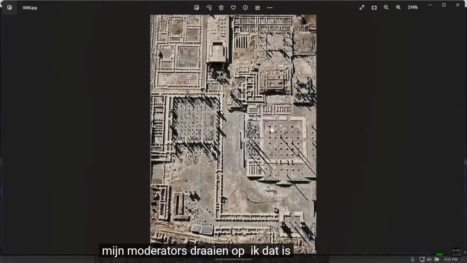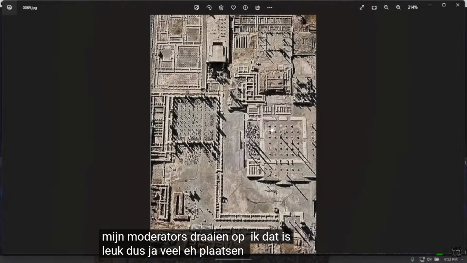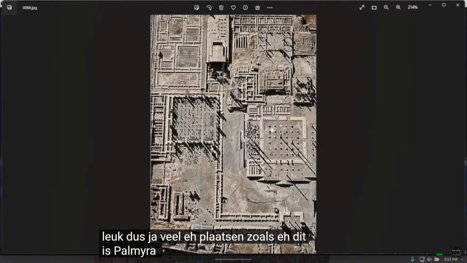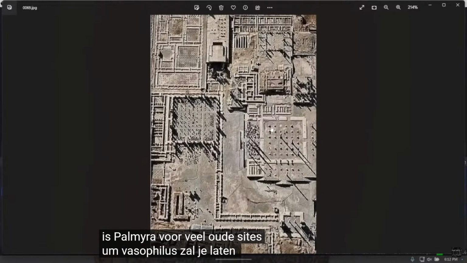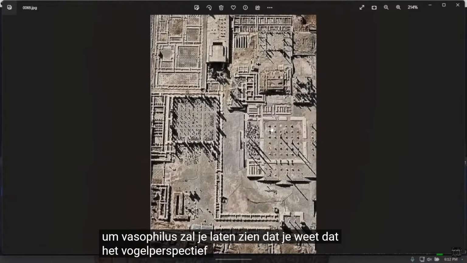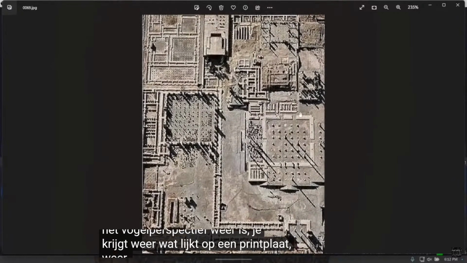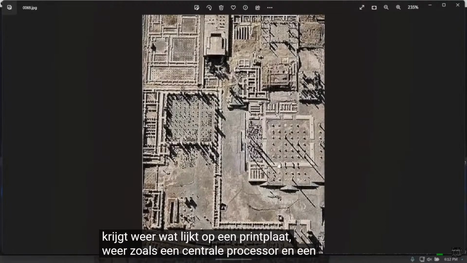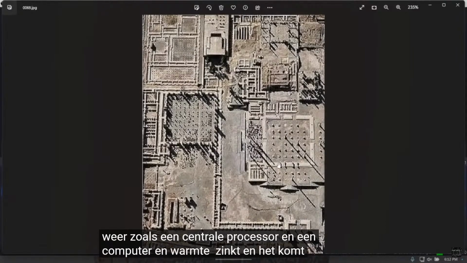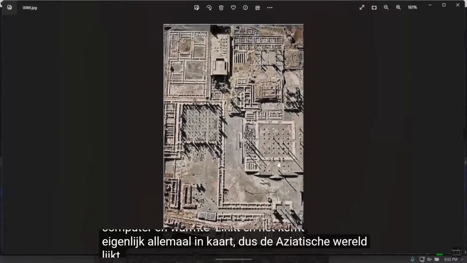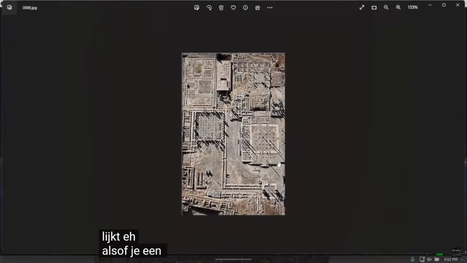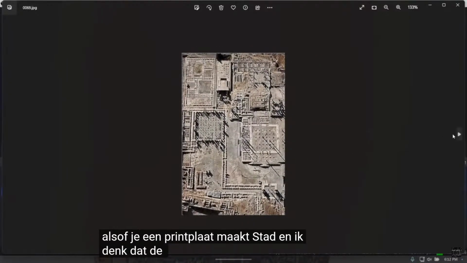Oh, that's nice. So yeah, many places like this, this is Palmyra, but many ancient sites. Pasophilis will show you that the bird's-eye perspective is, again, like a circuit board. Like a central processor in the computer and heat sinks, and it all actually maps out. So the ancient world seems to be doing circuit board cities, and I think the modern cities are doing pretty much similar today.